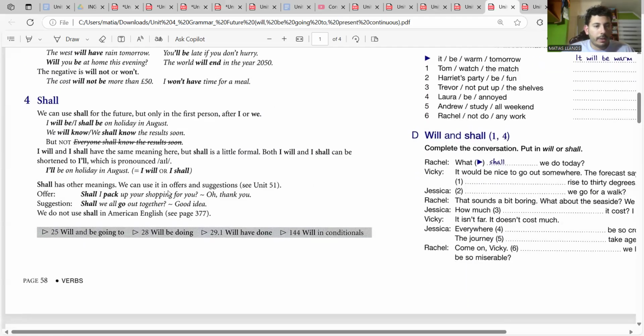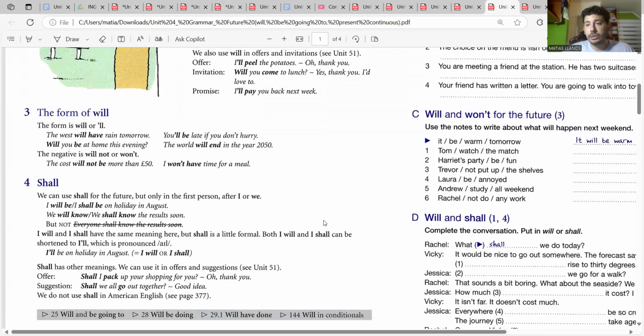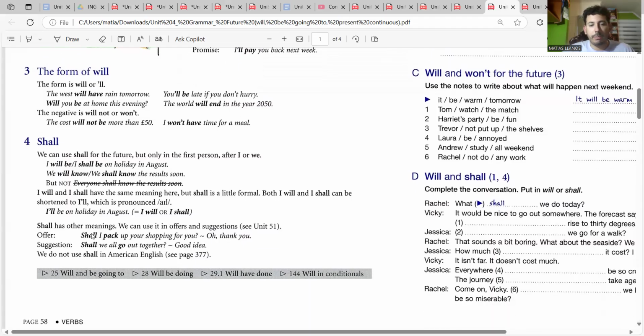Then we have other meanings for shall, because we can use it to offer or suggest things. This form is more or less used, then again, it's not that used because it's too formal. Offer: Shall I pack up your shopping for you? Oh, thank you. Suggest: Shall we all go out together?